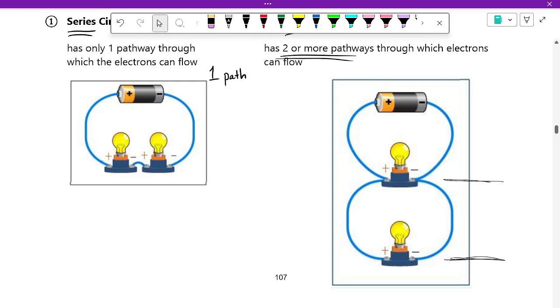So let's draw the circuit on the left. I'm going to move over to the left a little bit so I leave room on the right for the right-hand one. Okay, so this one, we've got our positive here. We got our negative here. I've got a light bulb, and it's connected by a little wire to another light bulb.